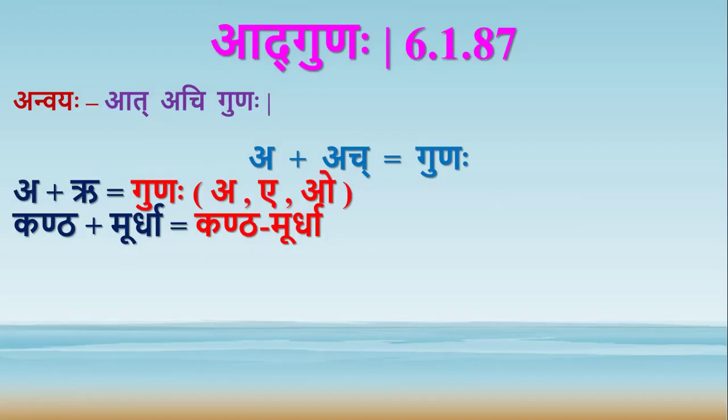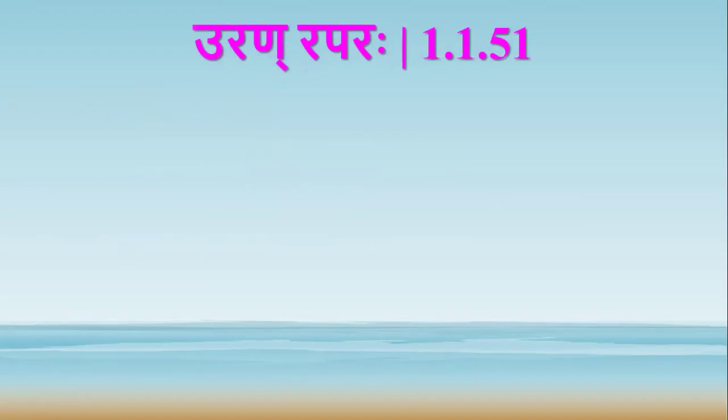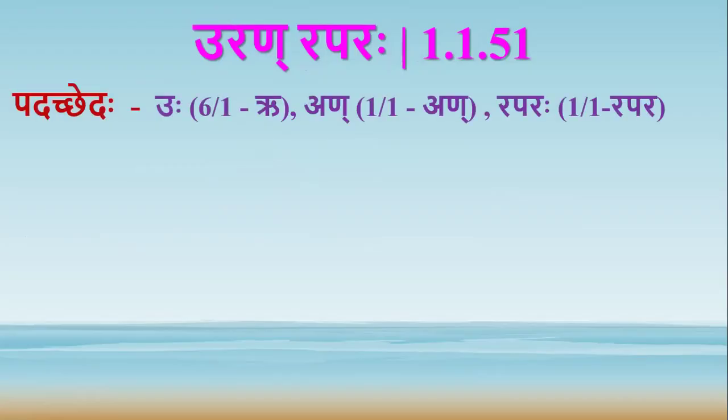But fortunately we have one sutra in Ashtadhyayi, a Paribhasha Sutra called Uran Raparaha. Uhu is the Shashti Ekavachana of Ru. Pitru becomes Pituhu, Matru becomes Matuhu, like that Ru becomes Uhu. This is the Shashti Ekavachana of Ru. An is the Pratama Ekavachana, and Raparaha is also Pratama Ekavachana. So Uhu here is the Shashti of Ru.